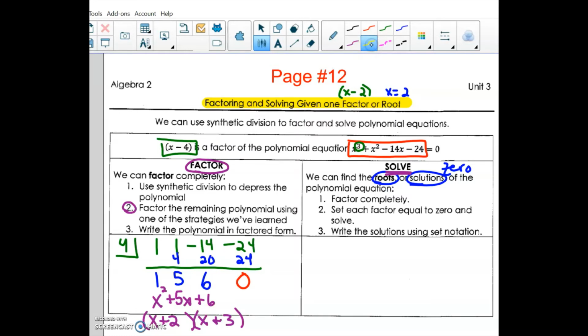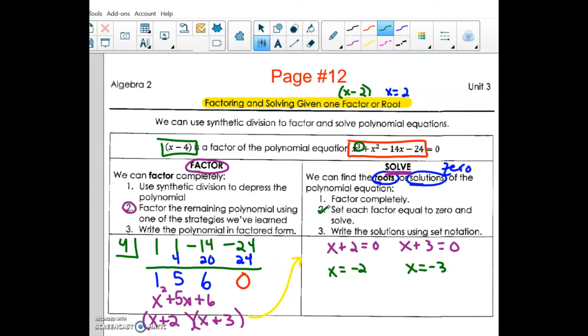Now, we're going to move up to the solving part. It says factor it completely. We did that. So we're now going to take the x plus 2, set it equal to 0, and x plus 3, set it equal to 0. We'll quickly solve each one of those as x equals negative 2 and x equals negative 3.